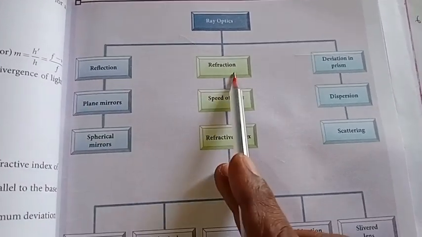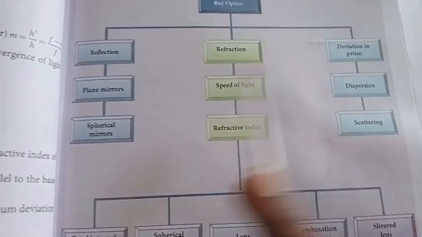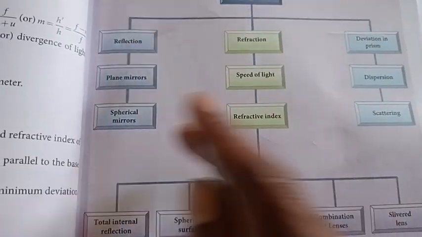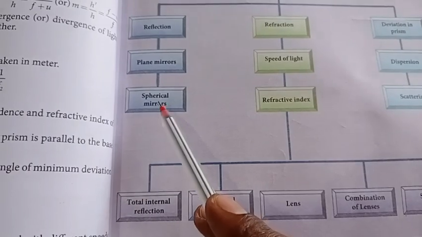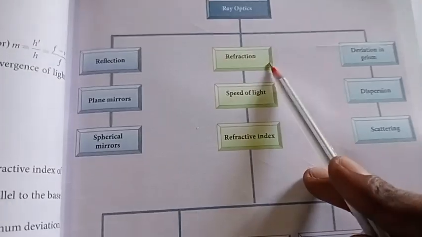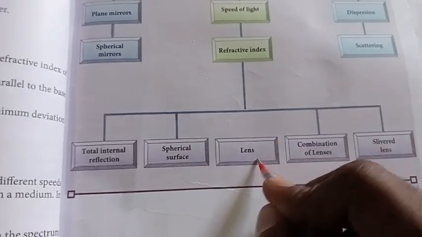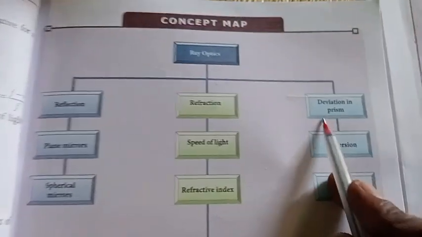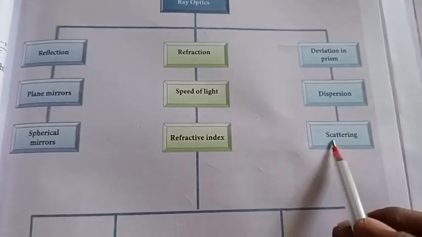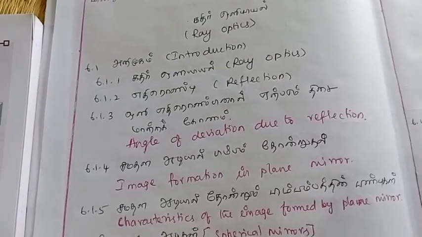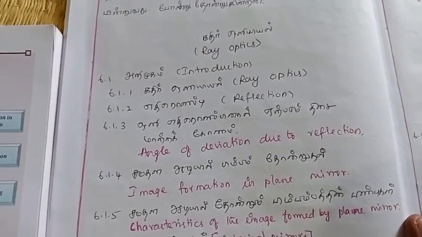So reflection, refraction, deviation in prism. These are the major topics. In reflection: plane mirror, spherical mirror. In spherical mirror: convex lens, concave lens. In refraction: speed of light, refractive index. In refractive index, we see total internal reflection, spherical surface, lens, combination of lenses, silvered lenses. In deviation in prism: dispersion and scattering. Those are the major topics we are discussing in Lesson 6, Ray Optics.